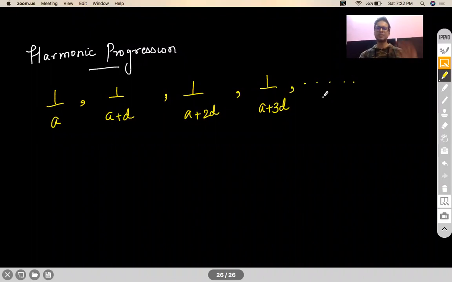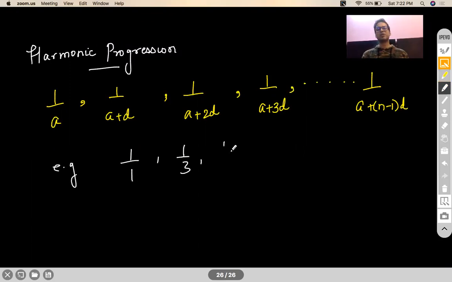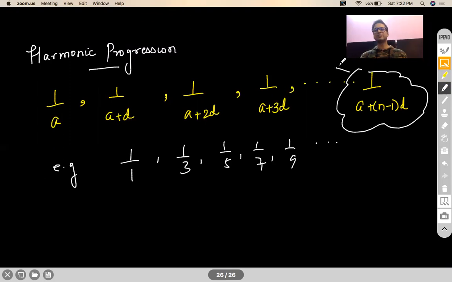vice versa. That means if you reciprocate the terms of a harmonic progression and write it down, you are going to write an arithmetic progression, right? A few examples I can give you: 1 by 1, 1 by 3, 1 by 5, 1 by 7, 1 by 9, etc. These are terms in a harmonic progression. Okay, the nth term I have already written for you, so there is nothing new in this.